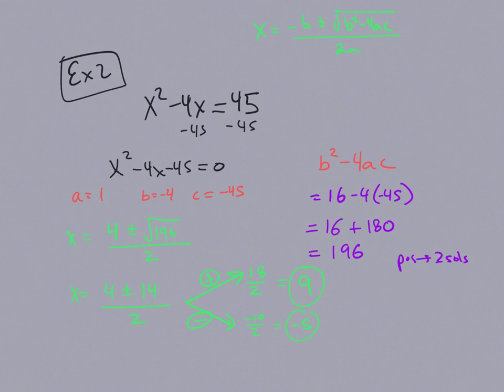We could solve this by factoring. So that's what I'm going to do up here, just in blue. If we tried to factor that, we'd get x and x. I would get minus 9 and plus 5. And so I'd get, if you remember, x minus 9 equals 0, x plus 5 equals 0. So we get x equals 9 and x equals negative 5. Hey, look, same answers. So this is a problem where ultimately you can pick which method you like better, factoring or quadratic formula.